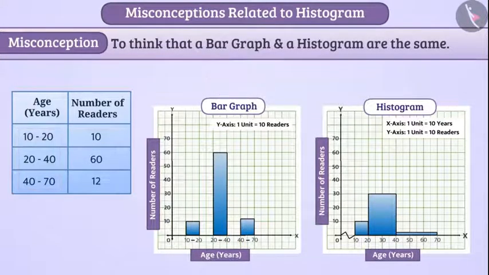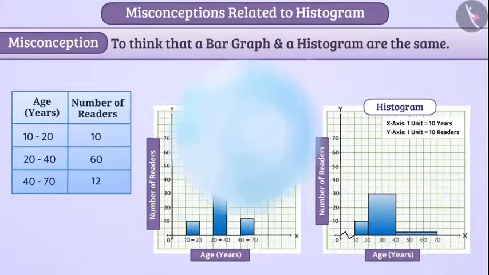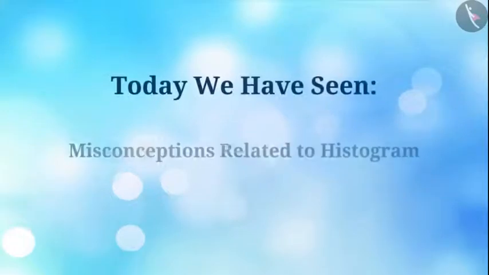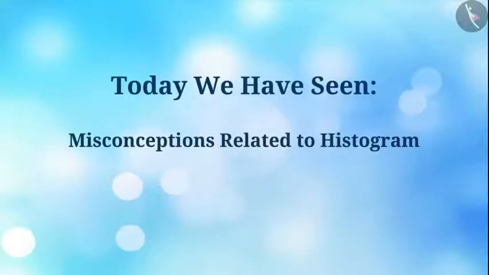For example, in this bar graph, all three age groups are taken as one category. Readers of different age groups can be compared. Like here, most readers are between 20 to 40 years of age. If we look at the histogram, we find the distribution of the number of readers in the age of 10 to 40. Today we have seen the misconception related to histogram.